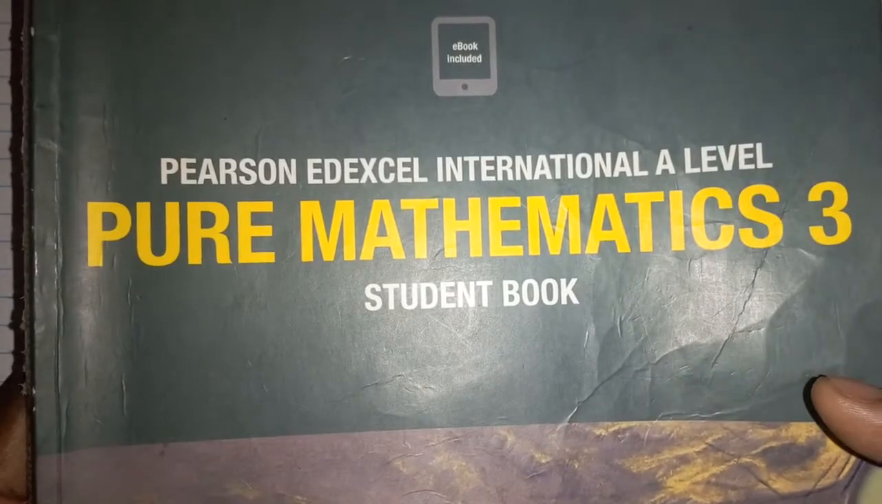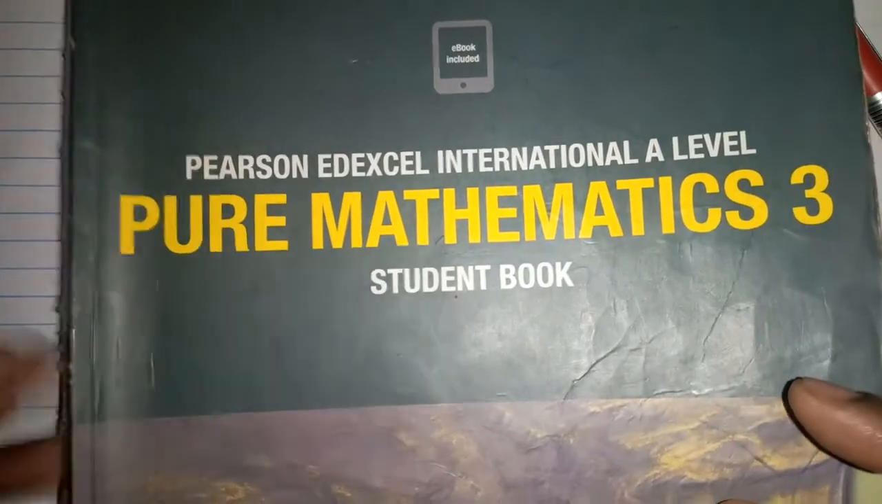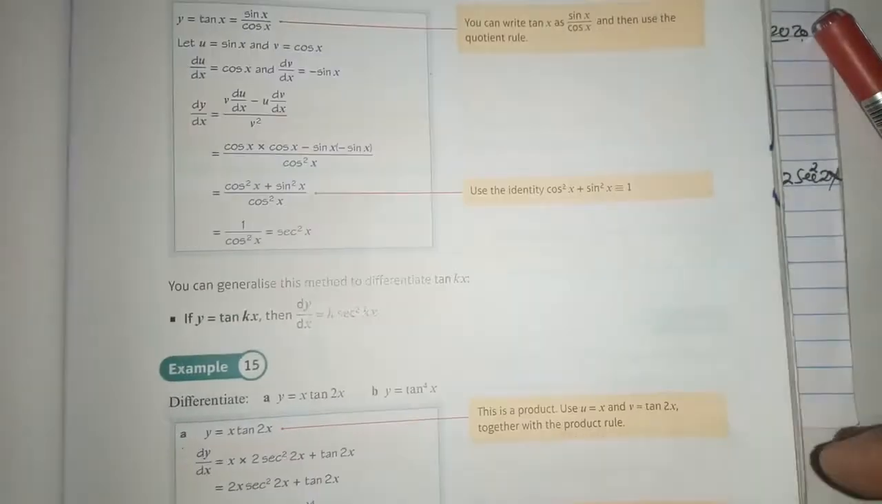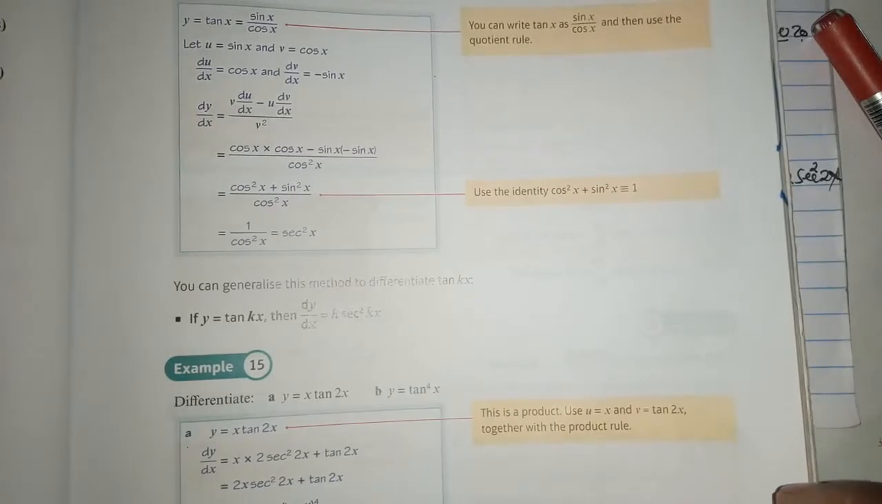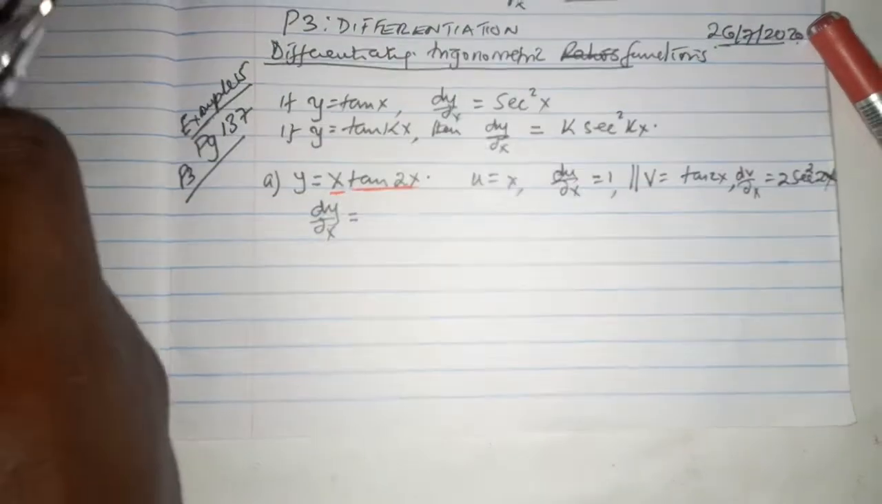And we are going to talk of example 15 on page 137 of Pure Mathematics 3. We have been explaining this book, Pure Mathematics 1 to 4, Statistics and Mechanics, in this channel, just to help students who are following the international Pearson specification wherever you are.